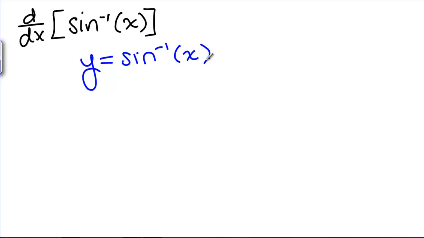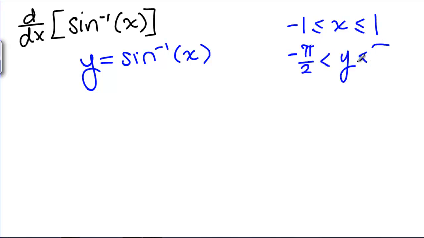And we might want to remember what values sine inverse of x can take and what values you can put in for x. So if you're going to ask the question, sine of what number gives you x, x is going to have to be between -1 and 1. And to have a function for inverse sine, we're going to have y be between -pi/2 and pi/2.